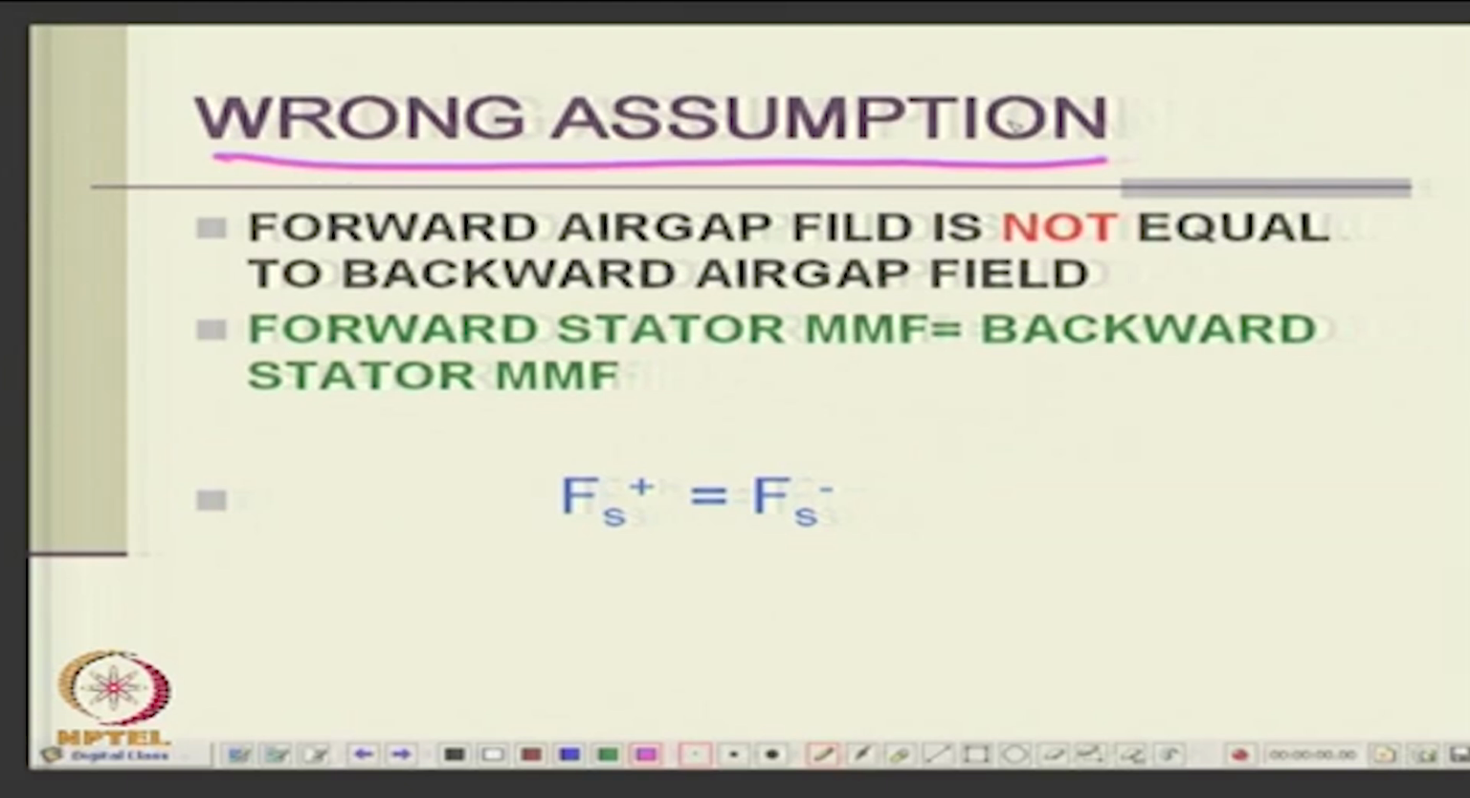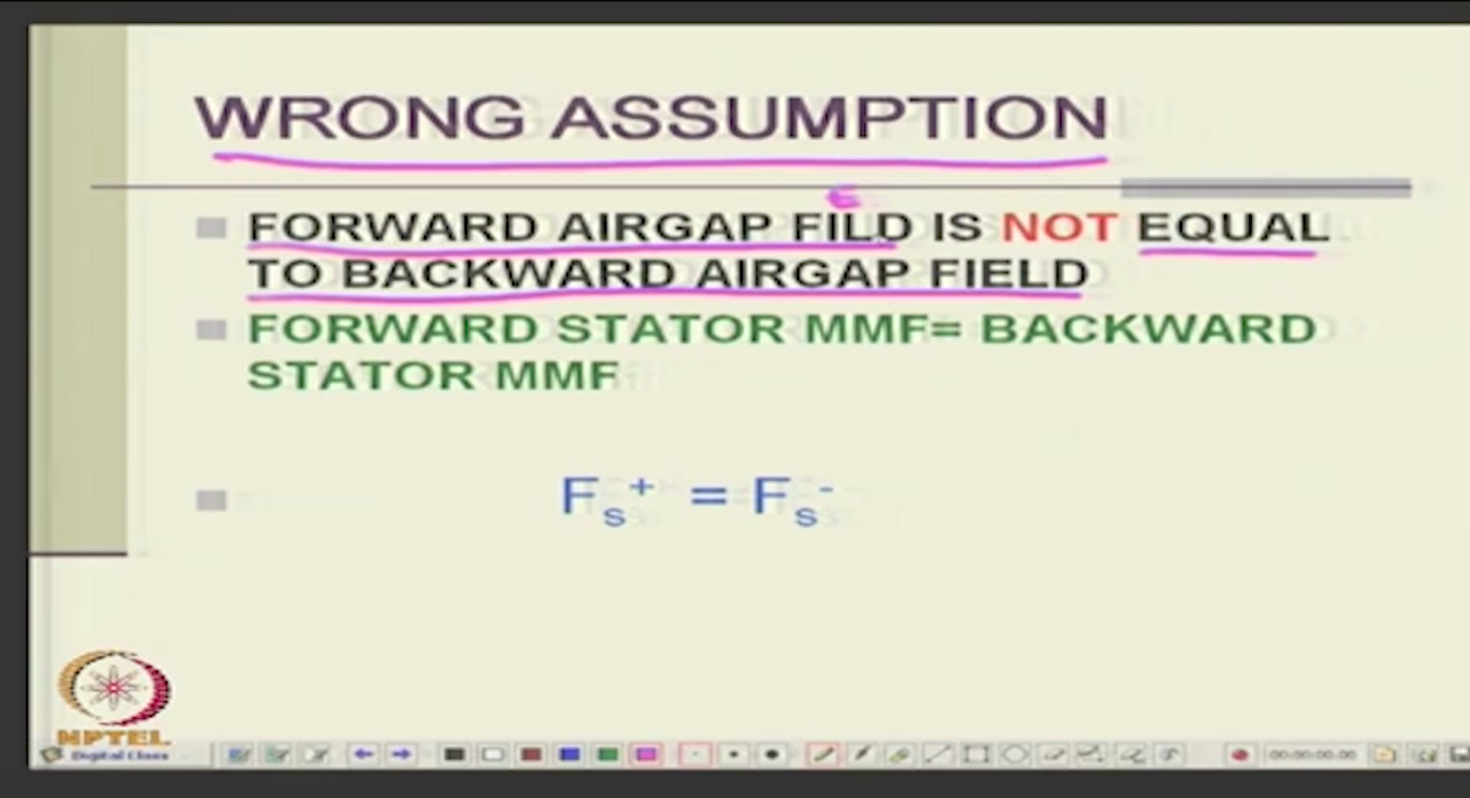This was a wrong assumption. What was the wrong assumption? That forward air gap field, forward rotating air gap field is not equal to backward rotating air gap field. This is not the correct assumption.